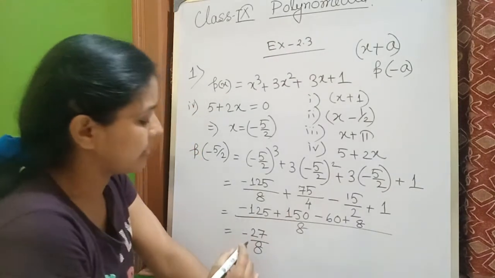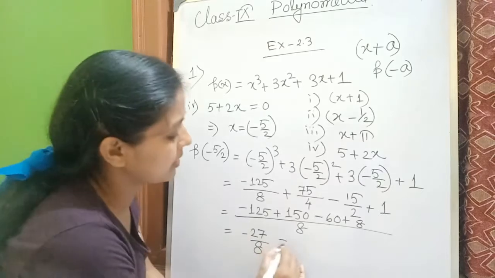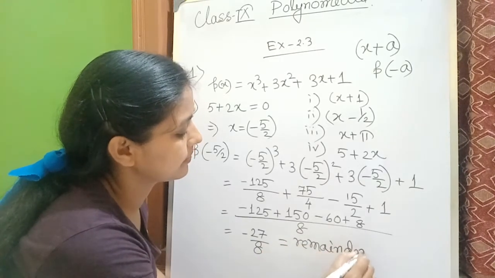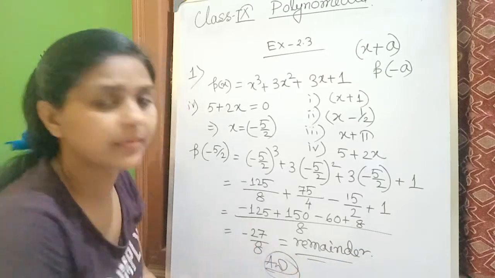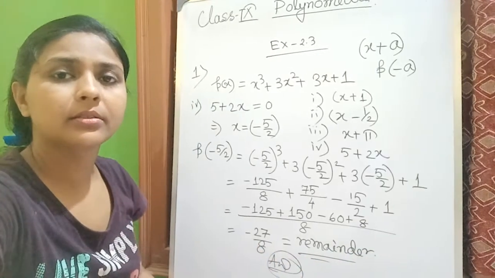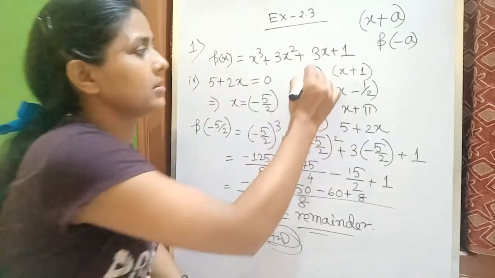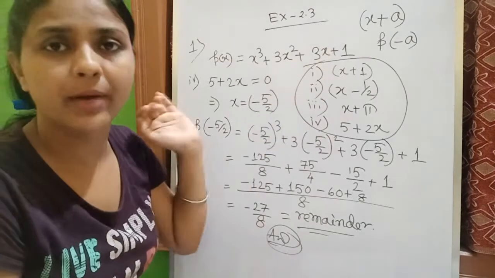You calculate this, you will get minus 27 by 8. Therefore, this is the required remainder, and it's the answer. Okay. So this is the way of finding the remainder. I hope you have got how to find it out.